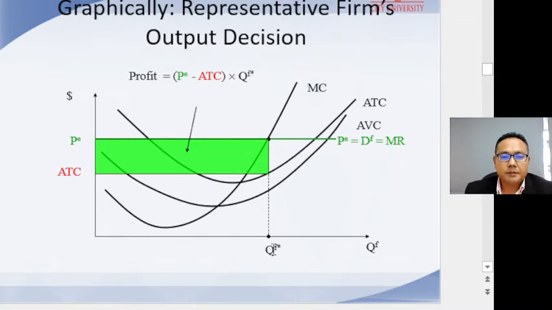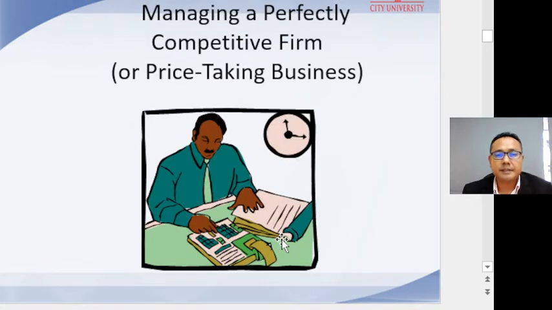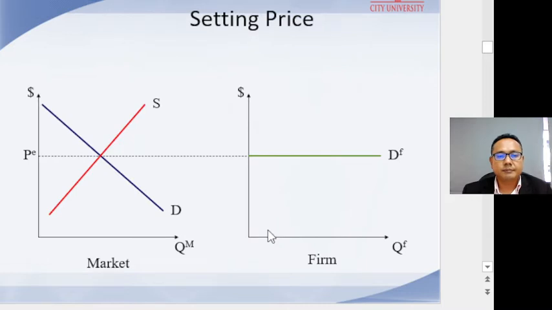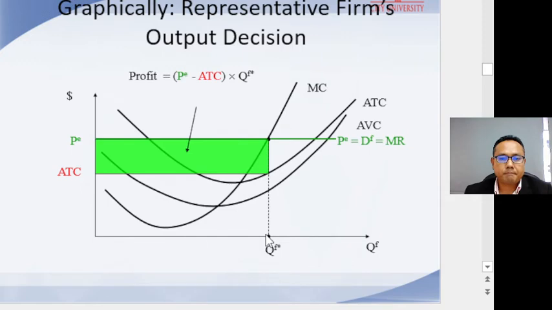The quantity we can see from here is the cross section between the price equilibrium and the marginal cost. So this is the point where we can maximize our profit. This is the point we want to remember, how we can manage a perfectly competitive firm by output decision. So this green area is our profit. Okay.